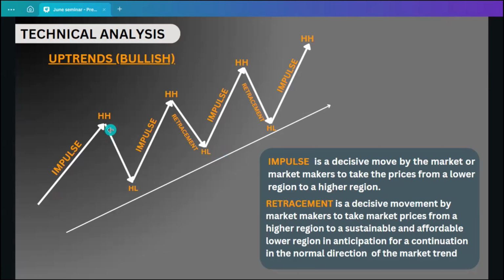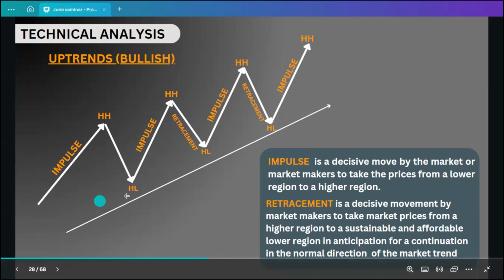So this is how the impulse and retracement work. Price moves up in an impulsive way, and price retraces downward to a sustainable and affordable level, because everybody, even the big banks, is looking for a safe investment. So before buyers will come in on an uptrending market, it must have hit a sustainable and affordable level before price begins to move in an impulsive way. So if I want to go into this uptrending market, I'll be looking out for a sustainable and affordable lower region in my chart.